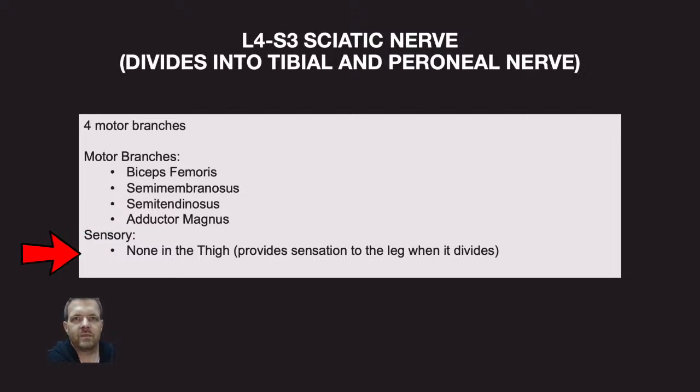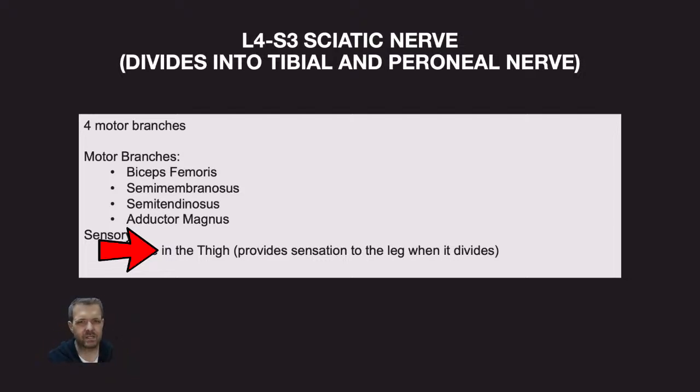Okay, then we've got the sensory branches. There are none in the thigh. All right, so from the crease of your buttock to the back of the knee, the sciatic nerve does not provide any sensory feedback from that area. That area is supplied by different nerves, not the sciatic nerve. So if you have a loss of sensation on the back of the thigh, it is not the sciatic nerve. Usually you feel odd sensations in your shin and in your foot, and that is likely to be sciatic nerve.